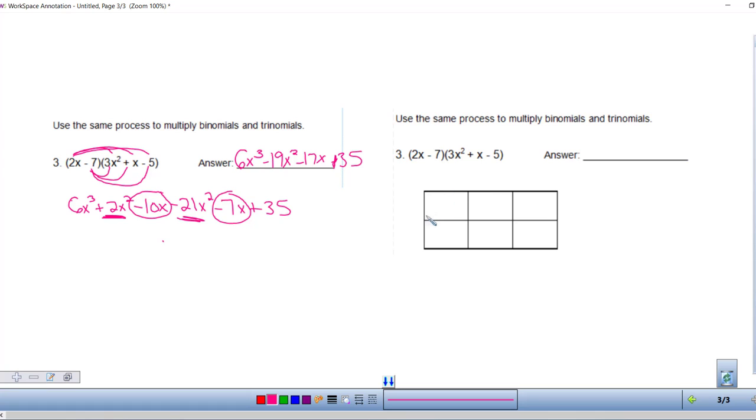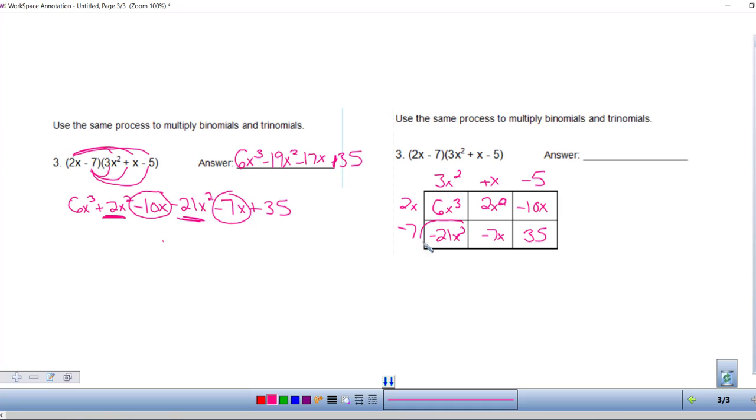Okay, in this box, we have a binomial times a trinomial. It's the same problem. We made a 2 by 3 box to put the 2x minus 7 this way, and the 3x squared plus x minus 5 this way. You could make a 3 by 2 box and do it the other direction. It doesn't matter. Then we multiply 2x times 3x squared, 6x to the third, 2x and x, 2x squared, 2x and negative 5, negative 10x. Now we multiply negative 7, we get negative 21x squared, negative 7x, and a positive 35.